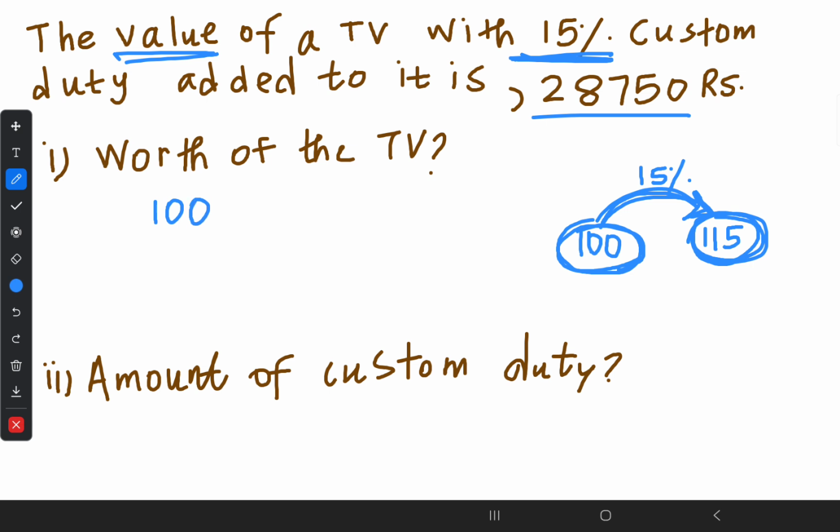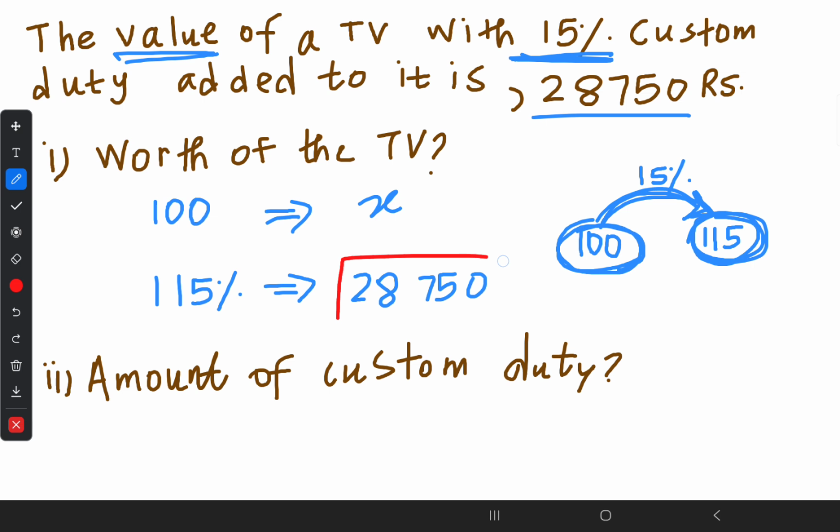100 rupees with inclusion of the 15 percent tax will become 115. We know this 115 percent is 28,750. 100 percent would be the original price of the product. We don't know that one, so you need to find it. You can use the ratio method to do that. The important thing is how this 115 came about.